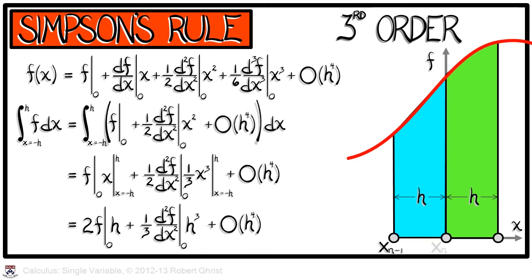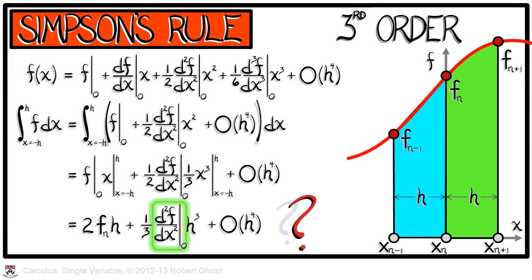Now, the first term is going to be easy. If I'm given sample points, let's say at x_n, x_{n-1} and x_{n+1}, then evaluating at the middle point, that is at x_n, is simple. That function value is simply f_n. But how do we estimate the second derivative of our integrand when all we know is the function value where we are and to the left and the right?